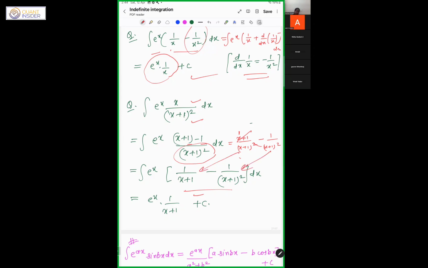Now again you can see that this second term is the differentiation of the first term. So the formula is applicable here. That is why the answer is e to the power x into 1 upon 1 plus x plus c. Is it okay to all?